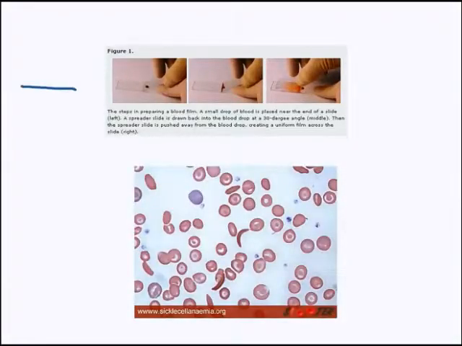A type of test you can see up here in figure 1 is a simple blood smear. What they do is they put a drop of blood on a slide, they smear the blood, and then they put a cover slip over it. And that gives us a nice smear.